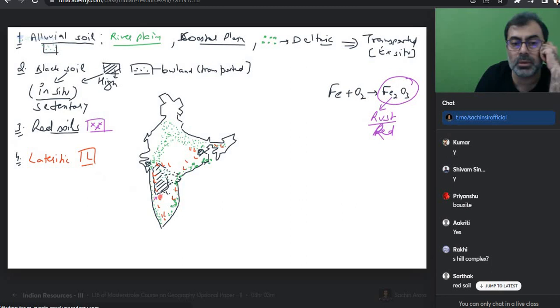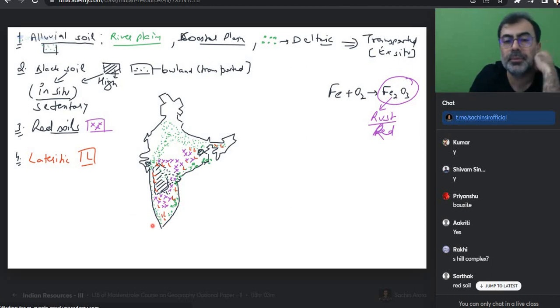Sir, Karnataka Plateau is cross, sir. Either we had orogenies, Aravalli orogeny, sir, Satpura orogeny, sir, Chota Nagpur orogeny, sir. Yes or no? Perfect. Is everyone okay with the red soil?